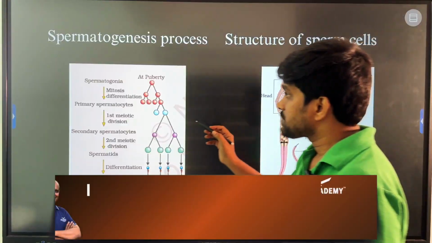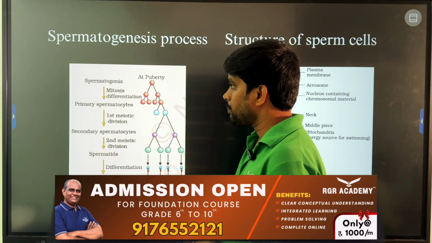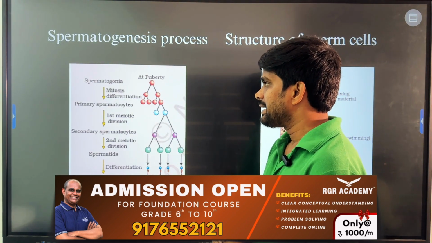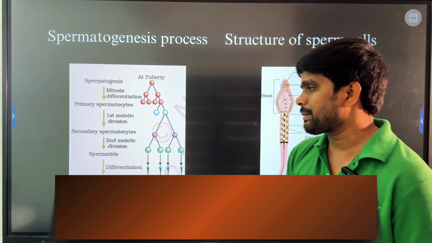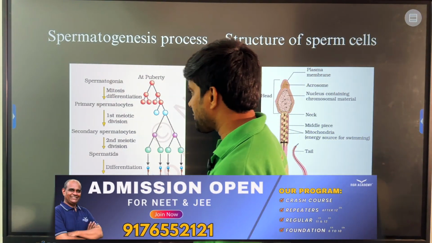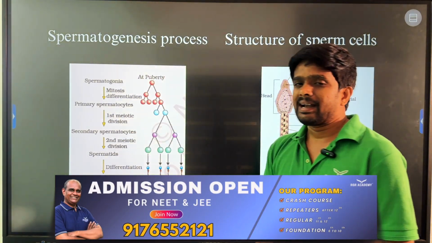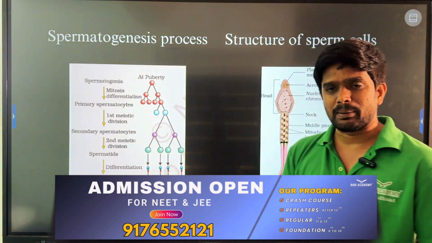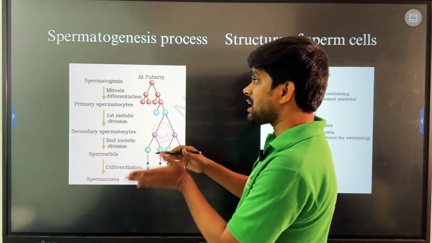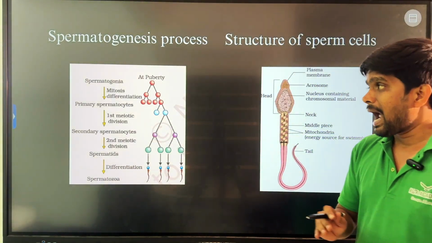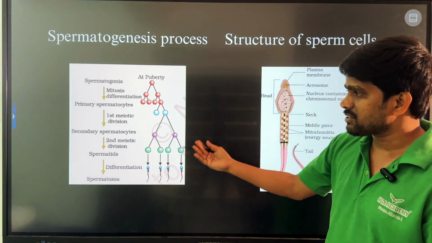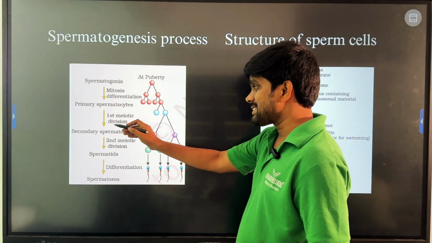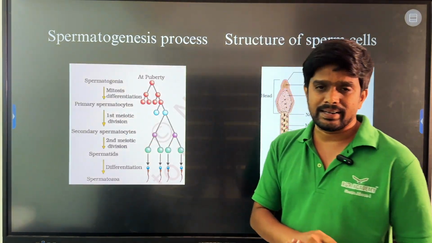Next, the spermatogenesis process. At puberty, the spermatogonium undergoes mitosis and is differentiated into a primary spermatocyte. Generally, the primary spermatocyte is a diploid cell. So 46 chromosomes are present in the primary spermatocyte. Some of the spermatogonia are converted to primary spermatocytes, and other spermatogonia undergo mitosis to develop primary spermatocytes. The primary spermatocytes undergo the first meiotic division.